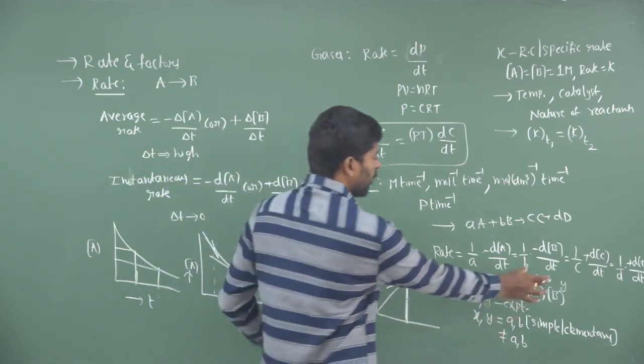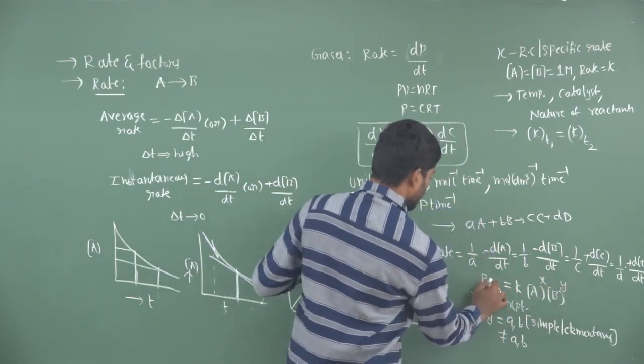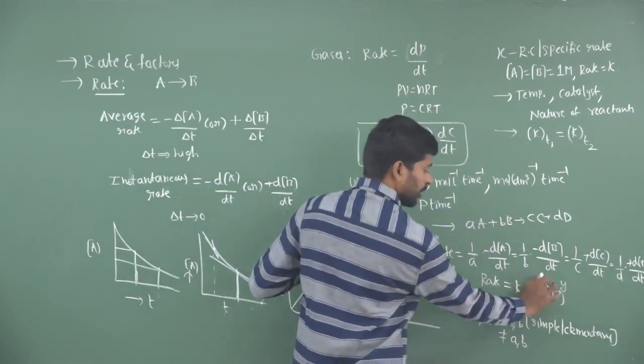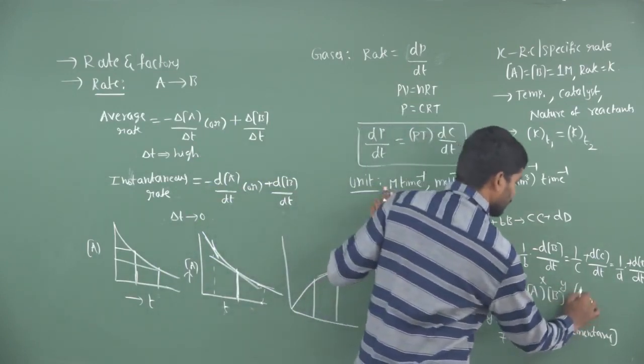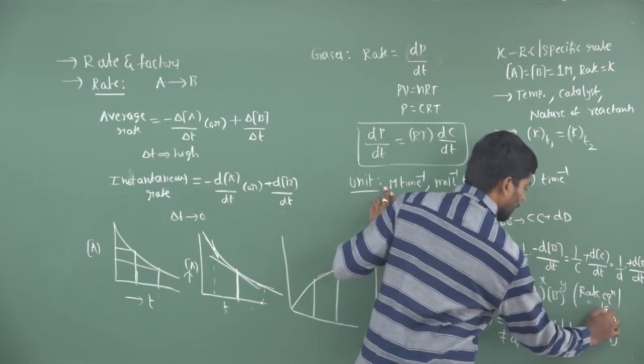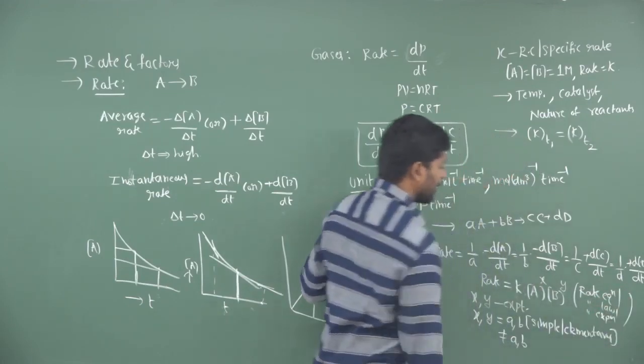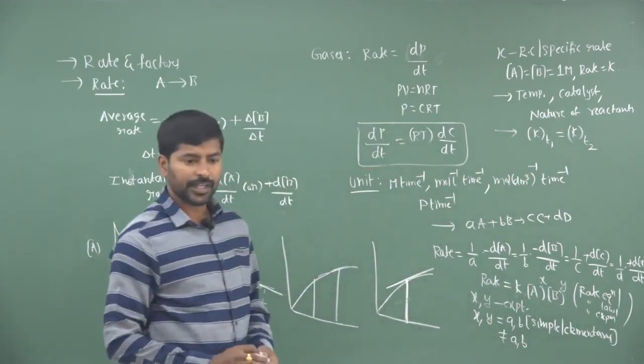Next one. Rate is equal to rate constant into a power x into b power y. This is called what? Rate equation or rate law or rate expression.